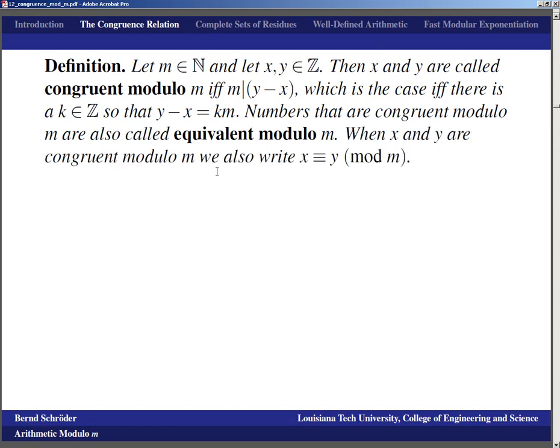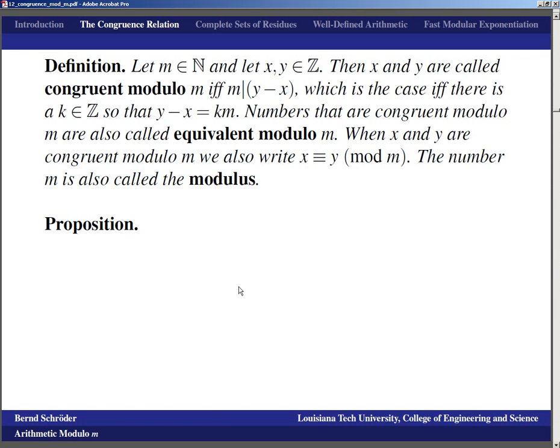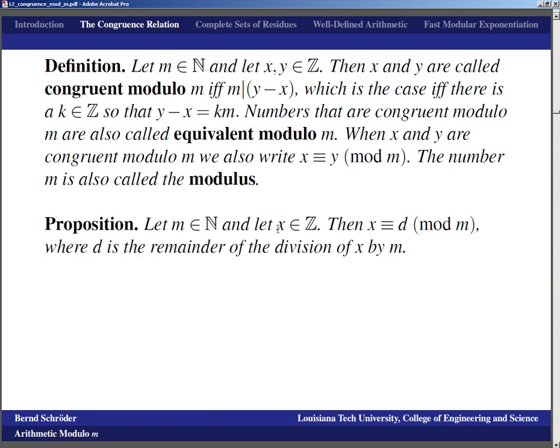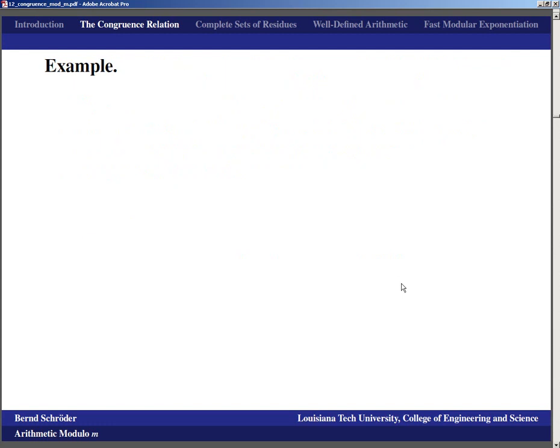And when x and y are congruent modulo m, we will also write that x is equivalent to y modulo m, so this equivalence sign here is basically an equal sign with 3 dashes. And the number m, as I mentioned, is also called the modulus. We're just putting a complete definition down here. And then the first proposition is, if m is your modulus and x is an integer, then x is equivalent to d modulo m, where d is the remainder of the division of x by m. And that isn't even something that we have to prove, because what is the difference between x and its remainder? It's the quotient times the modulus, so that difference most certainly is divisible by m.